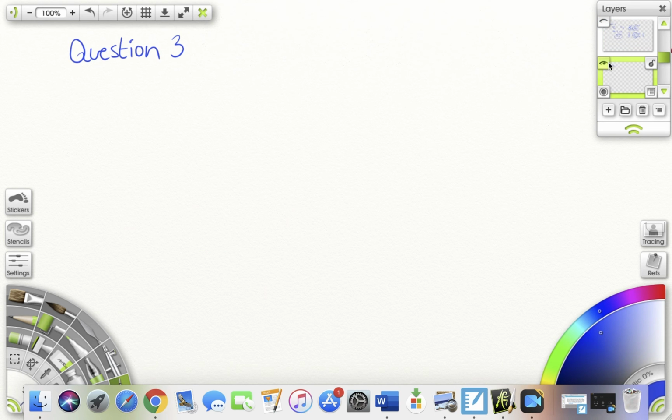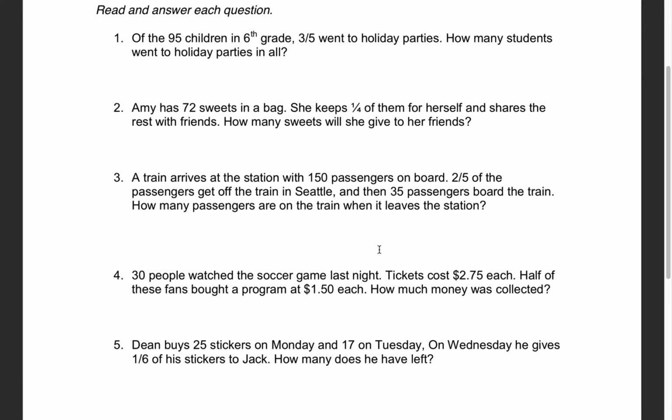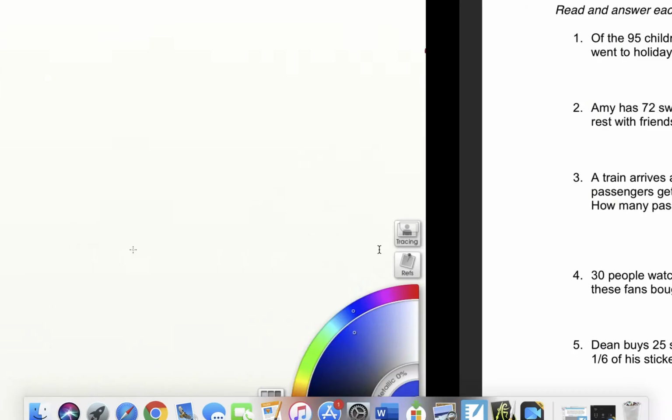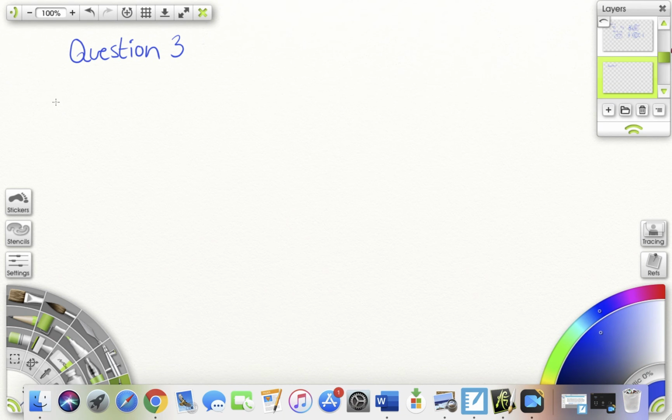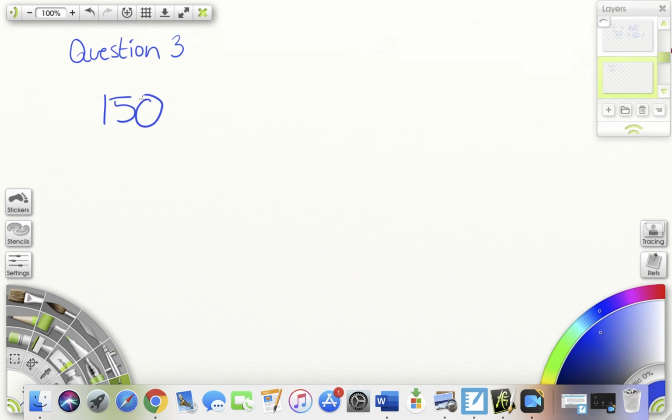Question 3. Question 3. A train arrives at a station with 150 passengers on board. So let's write that down. There's 150 passengers. Okay? 2/5 of those passengers get off the train in Seattle. So 2/5 get off the train. I need to figure out how much is 2/5 of 150.